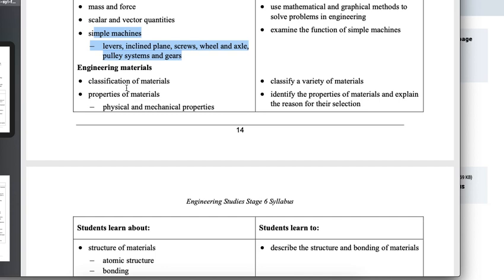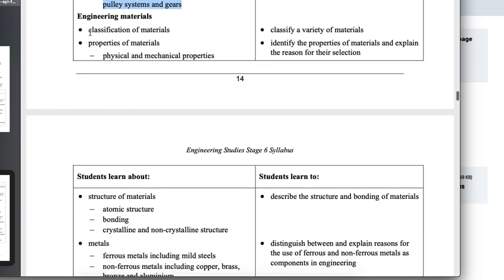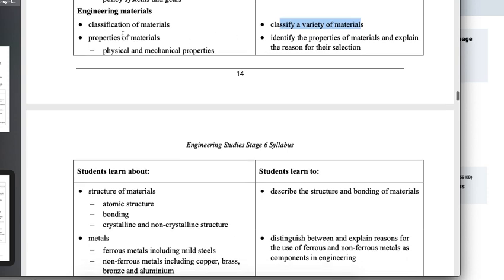For engineering materials, we've learned about the classification of materials, and students should learn to classify materials. That means there are 4 different categories. You should be familiar with those. If you're not sure what those 4 are, you need to send me a text and say you don't understand what the 4 classifications are. Okay, we did properties of materials. There were physical properties, like thermal and electromagnetic.